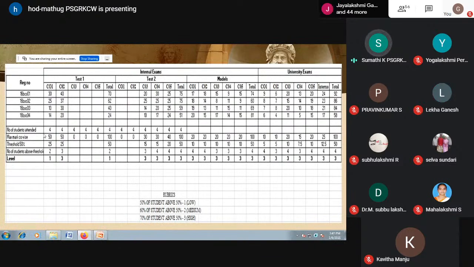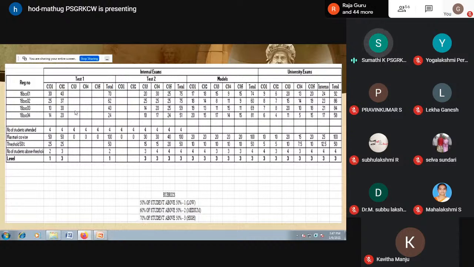So now the threshold marks I have fixed is 50%. Therefore, out of this maximum of 50, the threshold level is 25. So how many students have scored above this 25? 2 students. So out of 4 students, 2 students, that is only 50% of the students, have scored above 50%. Therefore, I am giving the level as 1. And similarly for CO2, how many students have scored more than 25? See, 1, 2, 3. 3 students have scored more than 25. That is about 75% of the students, which makes the level 3.